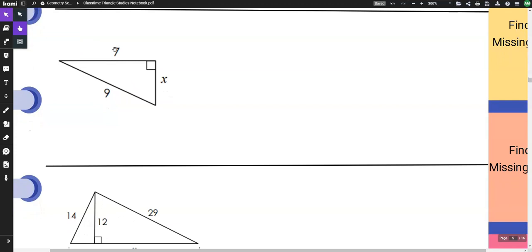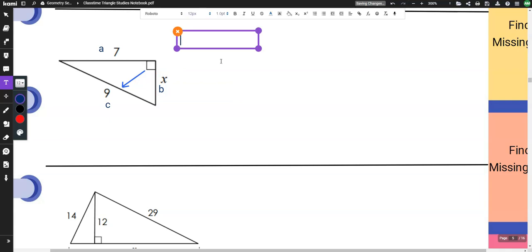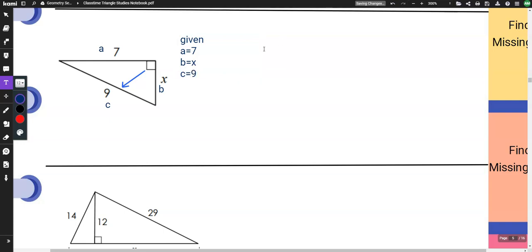Up next, we have a right triangle here. So again, the very first thing you're going to do is find your hypotenuse and label it C. And remember, the other two sides are A and B. Again, I tend to go left to right. Make your list of givens. So A, I'm using 7. For B, I'm using X, and C is going to be 9.